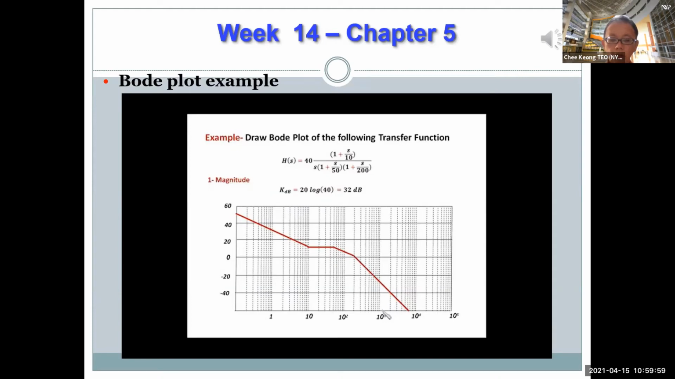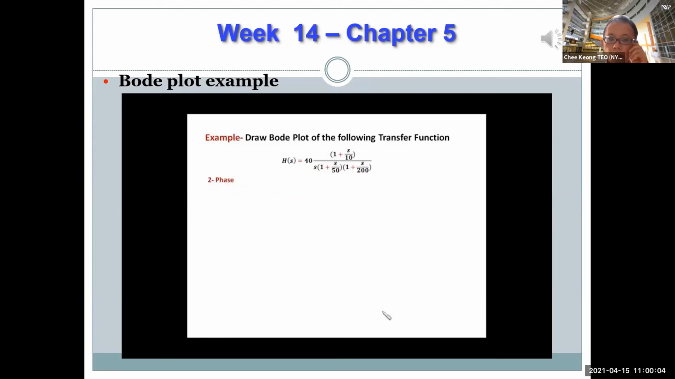So this is the first plot, which is the magnitude. The next plot is basically going to be the phase. Now, when we do the phase, we need to see the total number of zeros and the total number of poles in this transfer function. For this transfer function, we have 1 zero, and we have 3 poles. So the final angle will be the number of zeros minus the number of poles times 90 degrees. So here we have 1 minus 3, that will be minus 2 times 90, which will give us minus 180 degrees. So we know that the final angle will settle at minus 180 degrees.